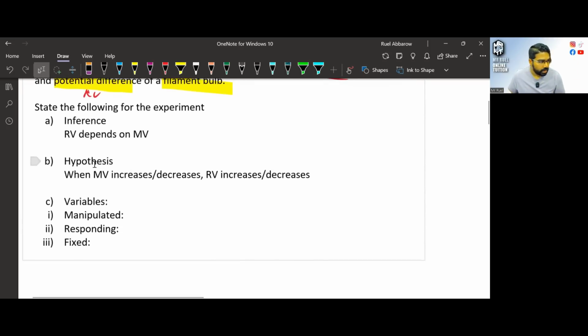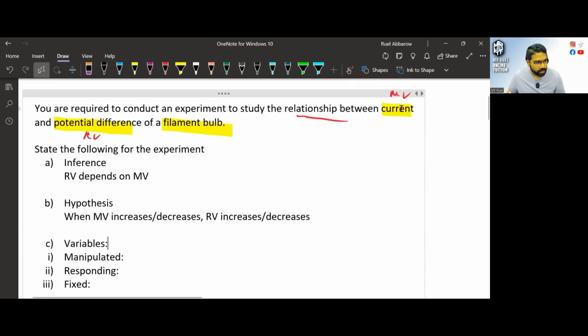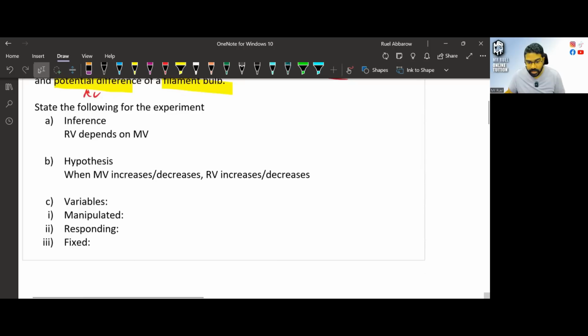Okay, all right. Now, so again, to answer hypothesis also we need MV and RV. So first let's answer the variables. This one I already told you just now. To study the relationship between current and potential difference, what are we changing in the beginning of the experiment? Here we'll be changing the current. You'll be adjusting the current to different values. So the manipulated variable here is the current.